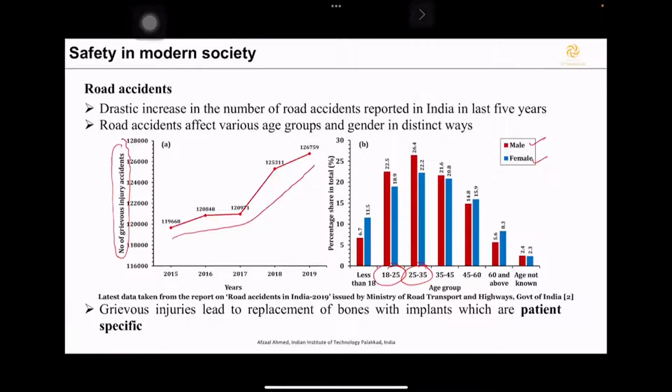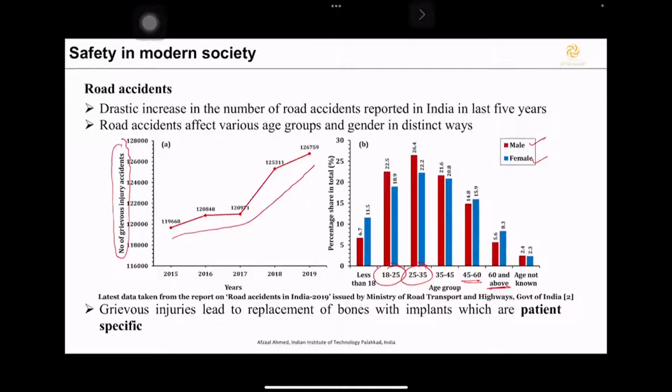And if you see above 45 to 60 and 60 and above, in this category people don't go that much on the road, but some accidents are reported in this age group category too. But mostly in this age, the demand for implants is basically from reconstructive joint implants, because it is mainly because of wear and tear. This data is again taken from the Ministry of Road, Highways and Transport, and this particular data is from 2019. After that, there was no report available on the website.